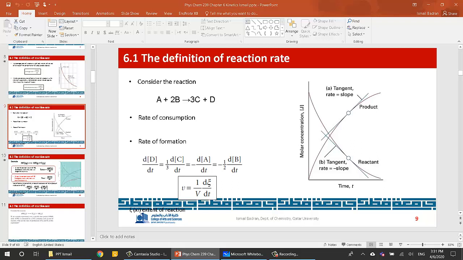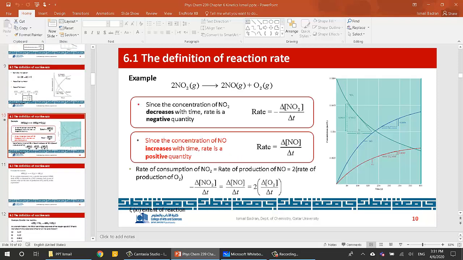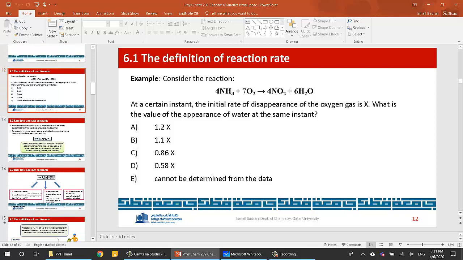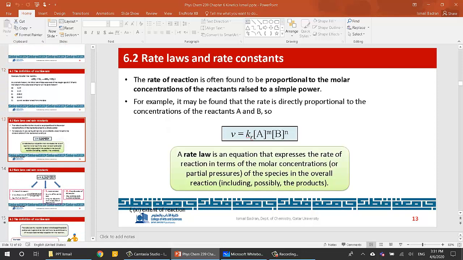We also talked about the relationship between the rates for the reactants and products, and the negative and the positive sign and all of that. And we defined the rate law, which takes the general form V, the rate, is equal to Kr, the rate constant, times the multiplication of reactants: A to the power M, B to the power N, C to the power whatever. That's the general rate law.